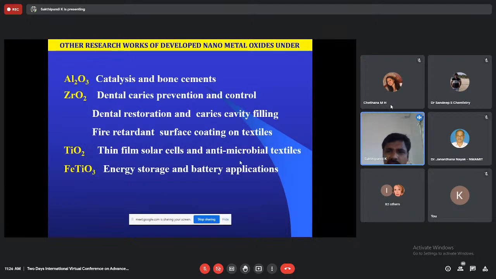These materials are very useful: alumina Al2O3, zirconia, titania and Fe2O3. Generally alumina is useful for catalysis and bone cement. ZrO2 is useful for dental care and other applications like fire retardants, surface coating and textiles. Many applications are useful for ZrO2, zirconia. And TiO2 is used in solar cells and for antimicrobial properties. These properties depend upon TiO2. Energy storage and battery applications mostly depend upon FeTiO3. It is similar to perovskite type materials.